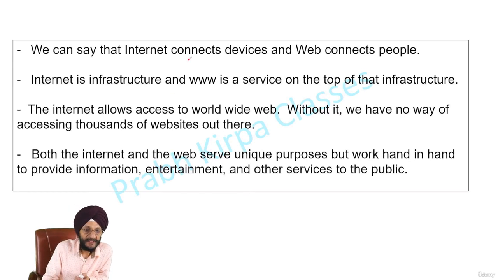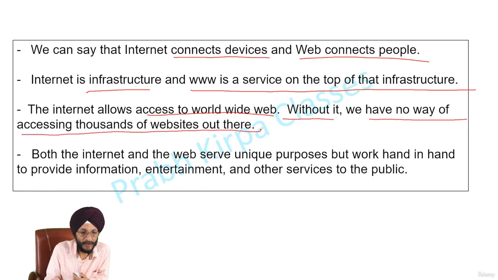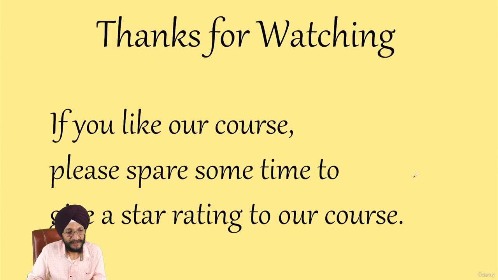We can say that the internet connects devices and the web connects people. The internet is infrastructure and World Wide Web is a service on top of that infrastructure. The internet allows us access to the World Wide Web. Without the internet, we have no way of accessing thousands of websites out there. Both the internet and web serve unique purposes but work hand in hand to provide information, entertainment, and other services to the public.